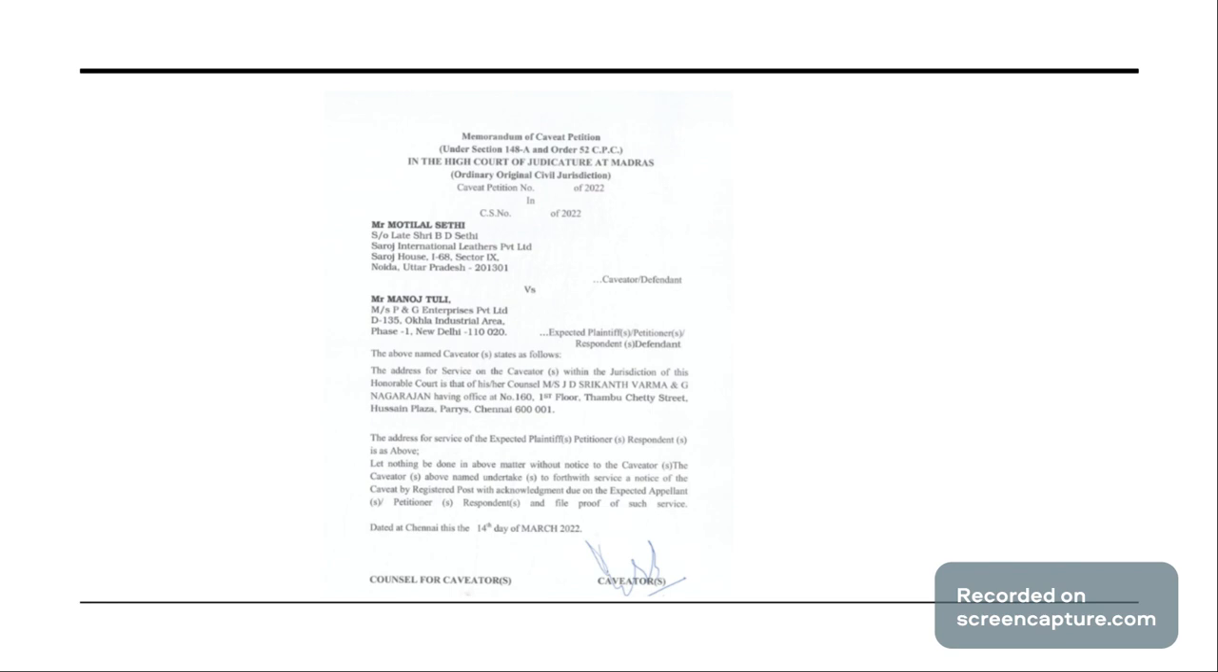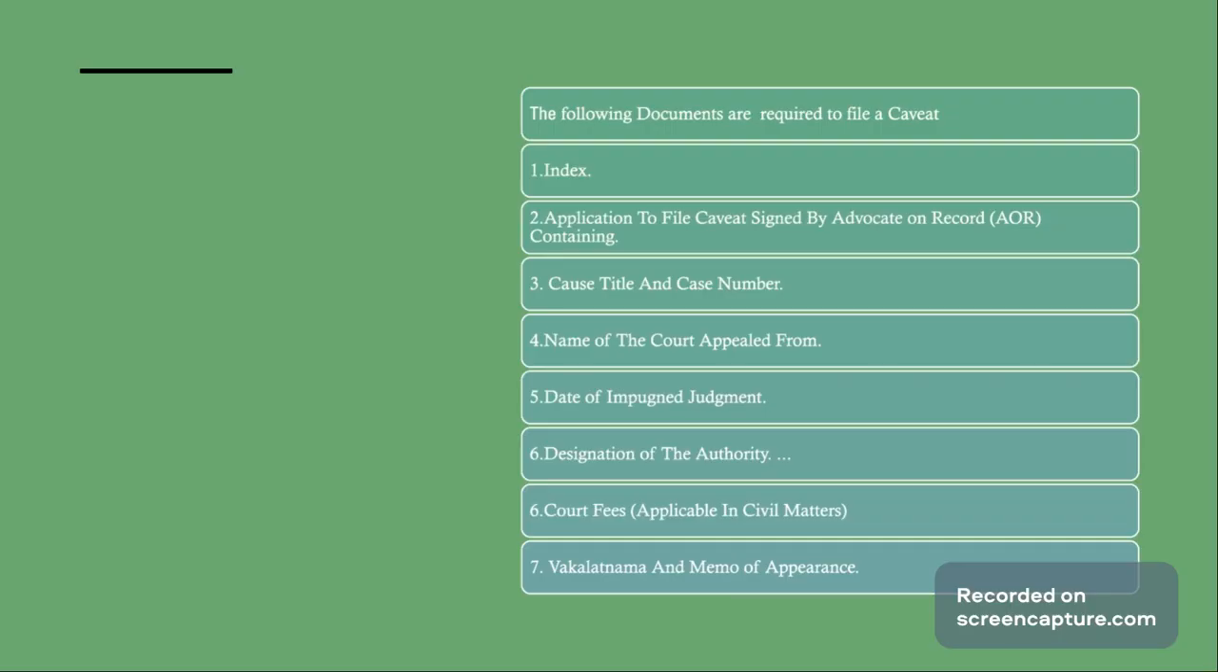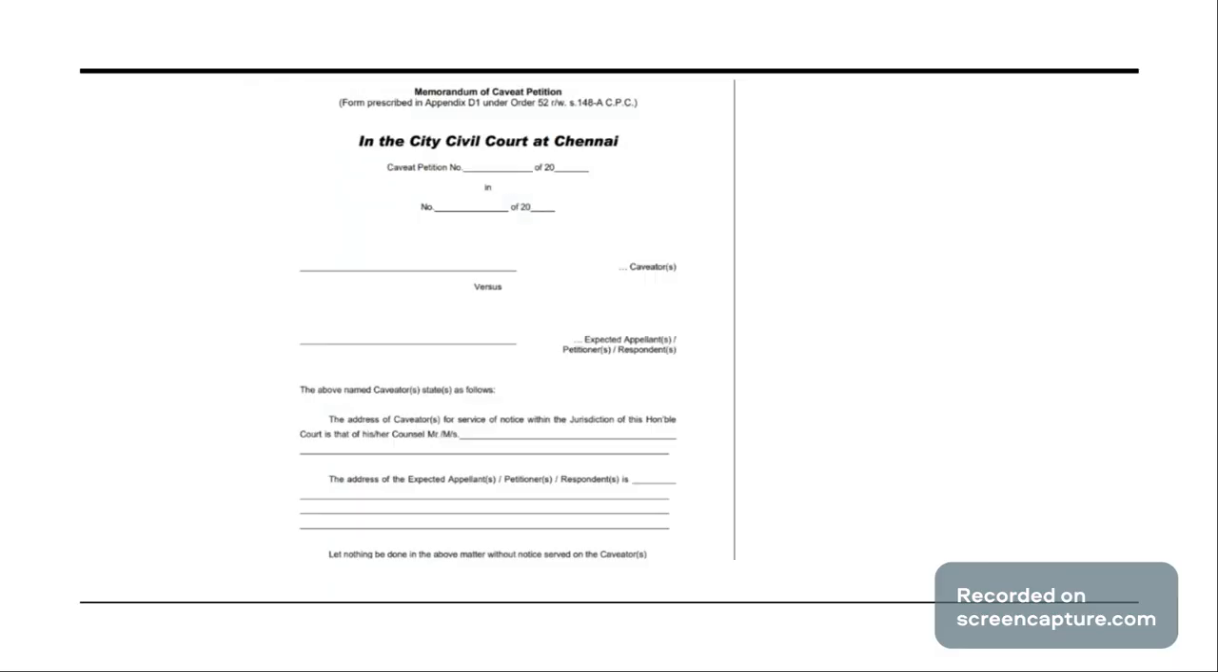So everything should be available here in the caveat petition. Some of the other pages are available, but this is the major thing for the caveat level. Here you can see the judgment, authority, and court fees; other things are also available in the caveat petition. Mostly these things are applicable in civil procedure courts.